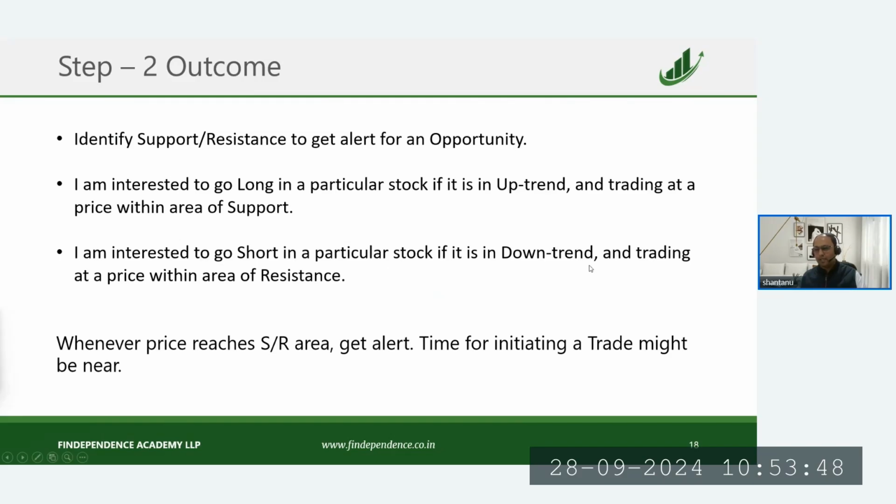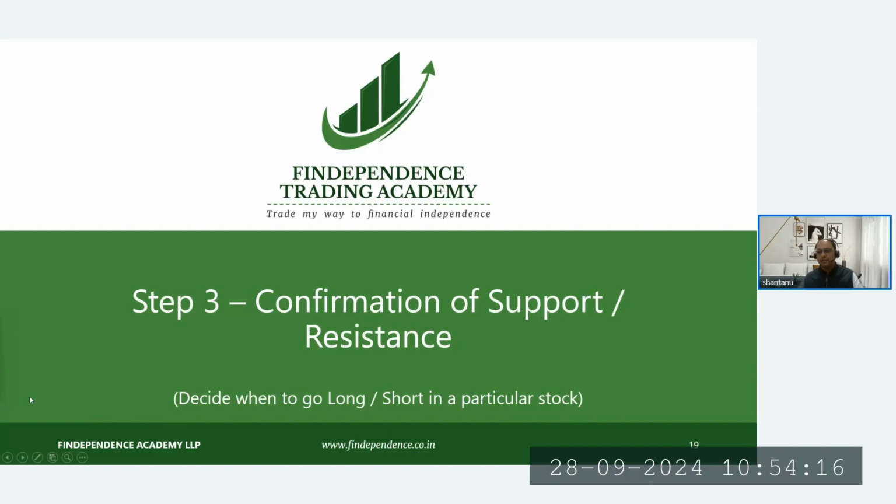So this was our step 1 outcome. Now we are extending this sentence by adding an "and" condition: and trading at a price within the area of resistance. Whenever price reaches the SR area, that is the support resistance area, we will get an alert. It means time for initiating a trade might be near. We are not yet sure about the timing. Now, in the third step, we will discuss the timing, when exactly I should be initiating a trade.